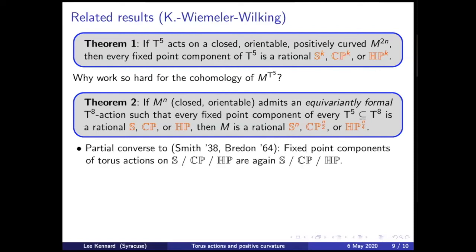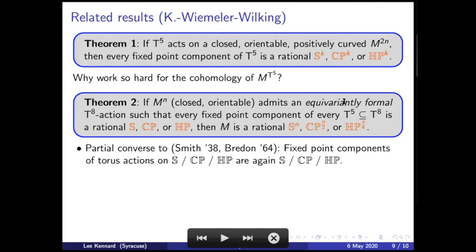But anyway, to move on, this is a partial converse to results of Smith and Bredon. One of the classical Smith theorems is that if you have a rational cohomology sphere and a torus action, the fixed point set is again a rational sphere. And more generally, Bredon has a result that if you have a rational cohomology sphere, CP or HP, then every fixed point component is again one of those three types. You see, we're doing the opposite. We're assuming that all the fixed point components are standard, and we're showing that the manifold is standard.